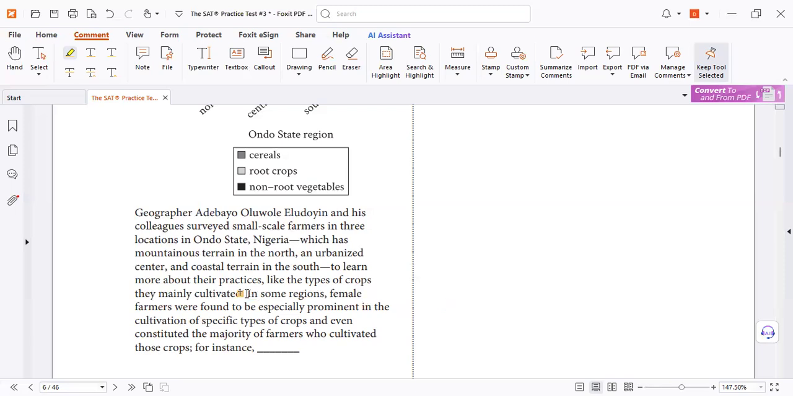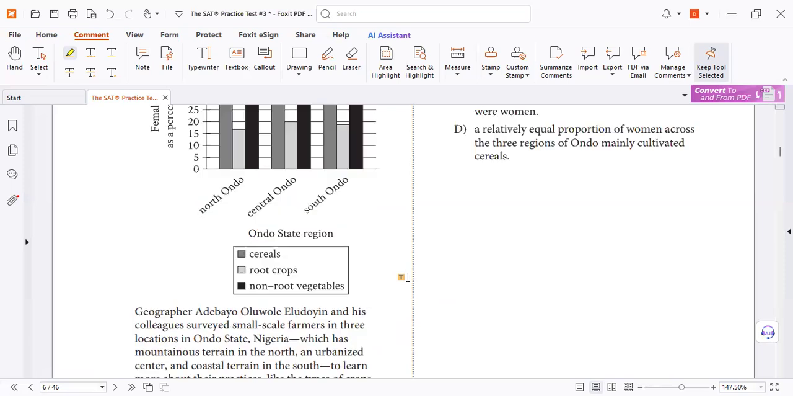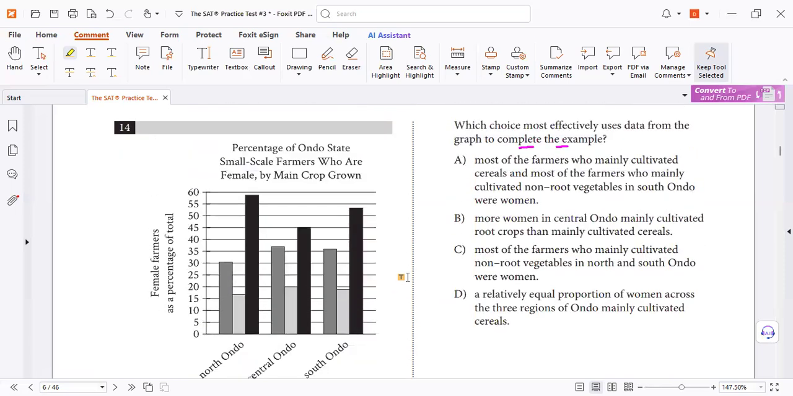Remember the last sentence. For example, to what were found to be prominent means has big numbers, important. Let's see. Yes.